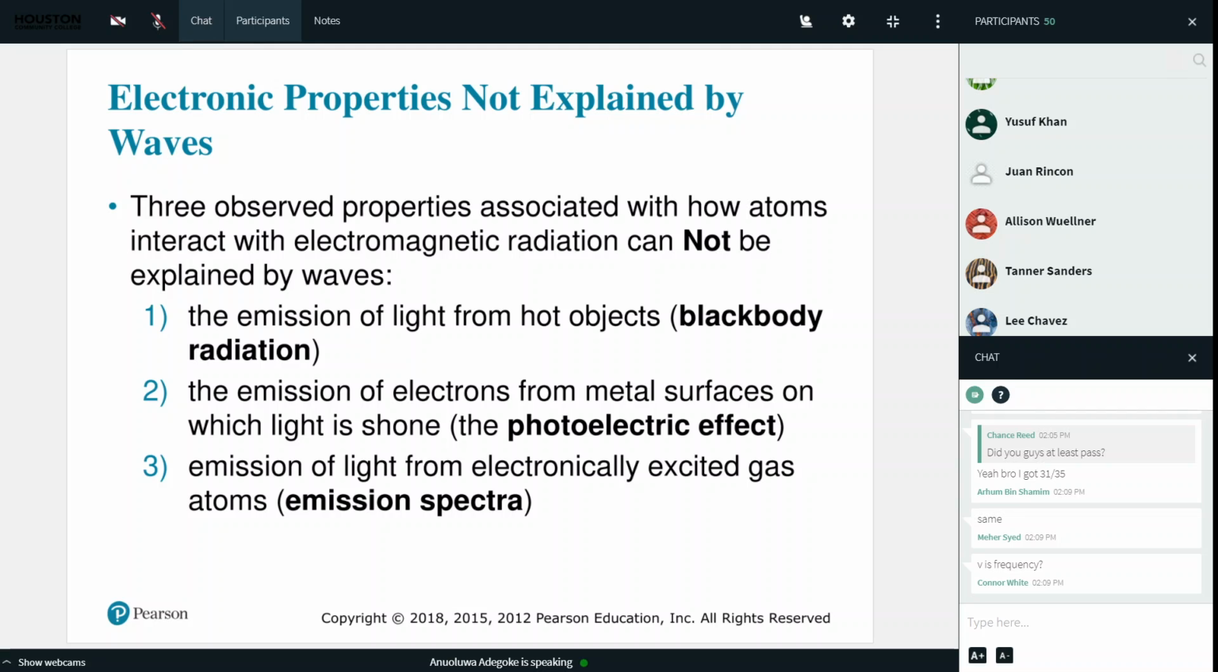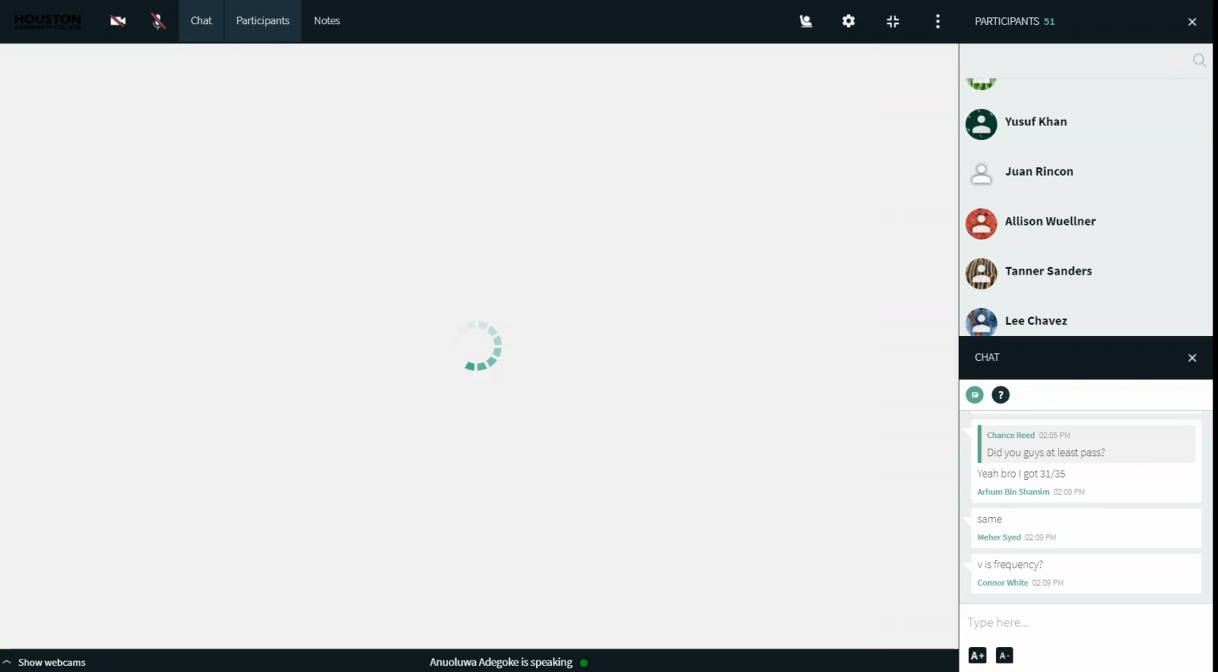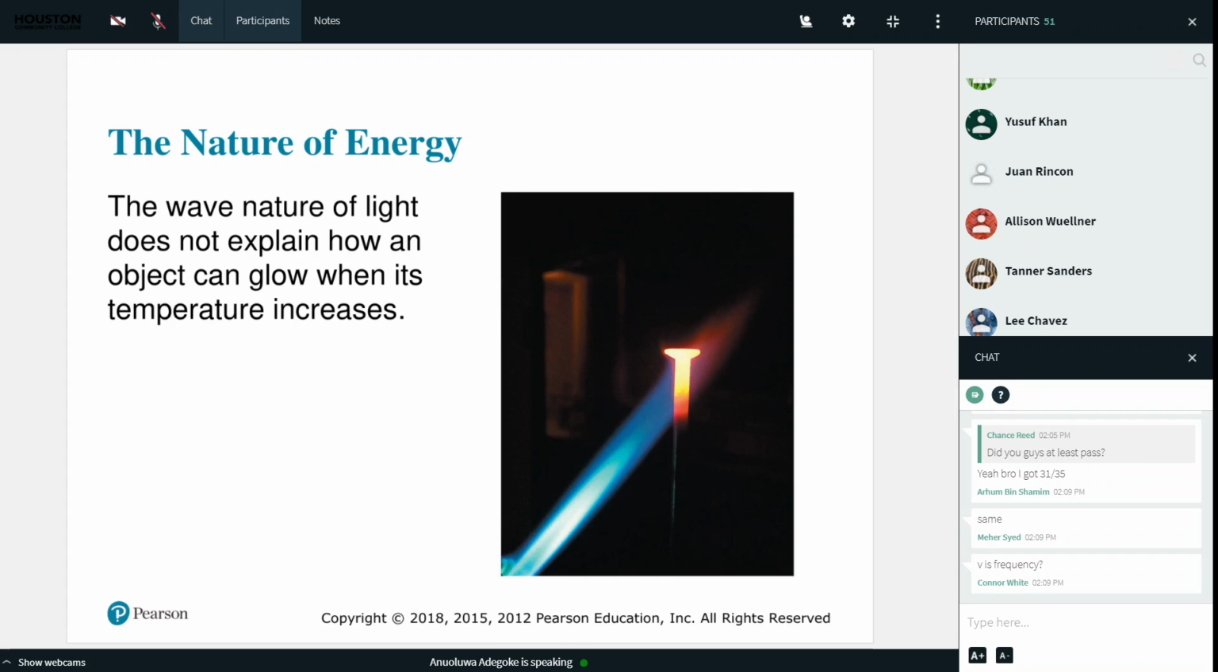All right, so we want to look at electronic properties not explained by waves. For example, scientists discovered that hot objects could emit light, which we call black body radiation, the emission of electrons from metal surfaces, which we call the photoelectric effect, and the emission of light from electrically excited gas atoms, the emission spectra. All of this could not be explained by electromagnetic radiation, so scientists looked further into how to explain these phenomena.